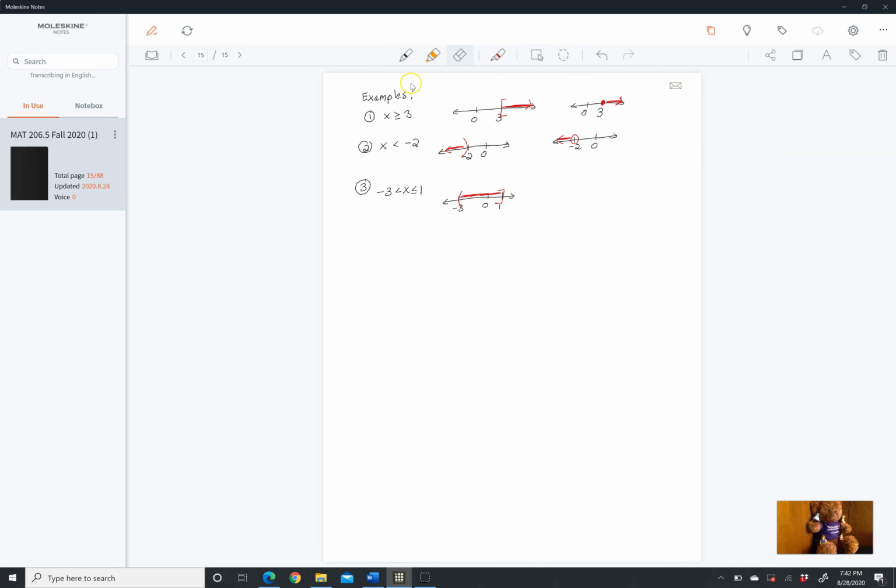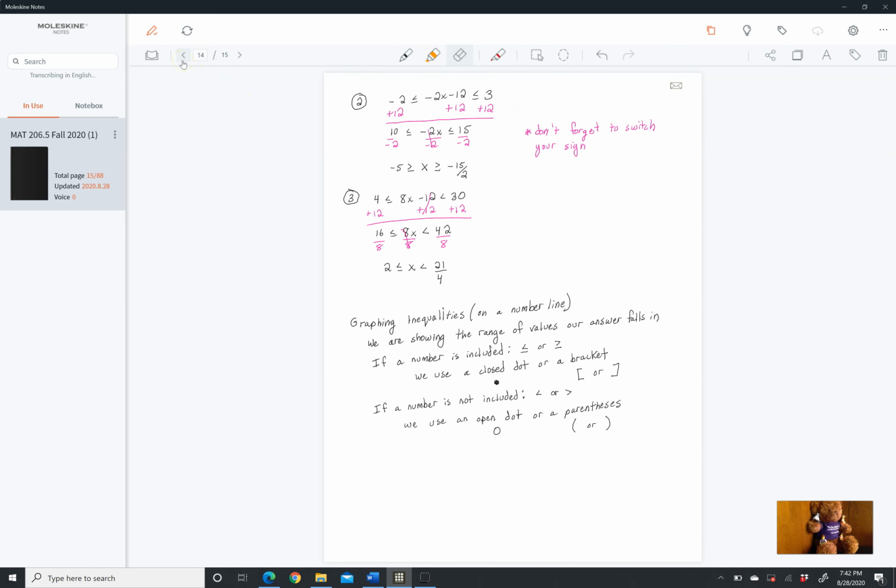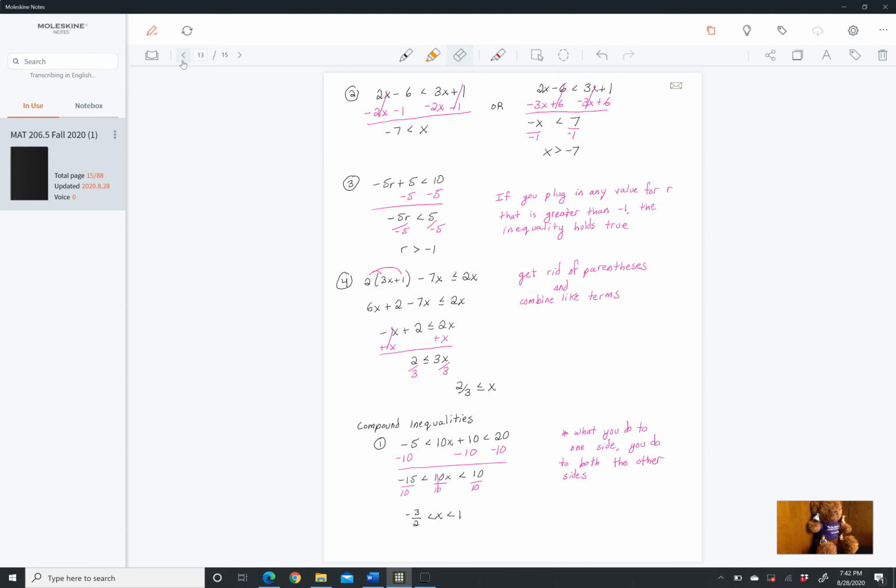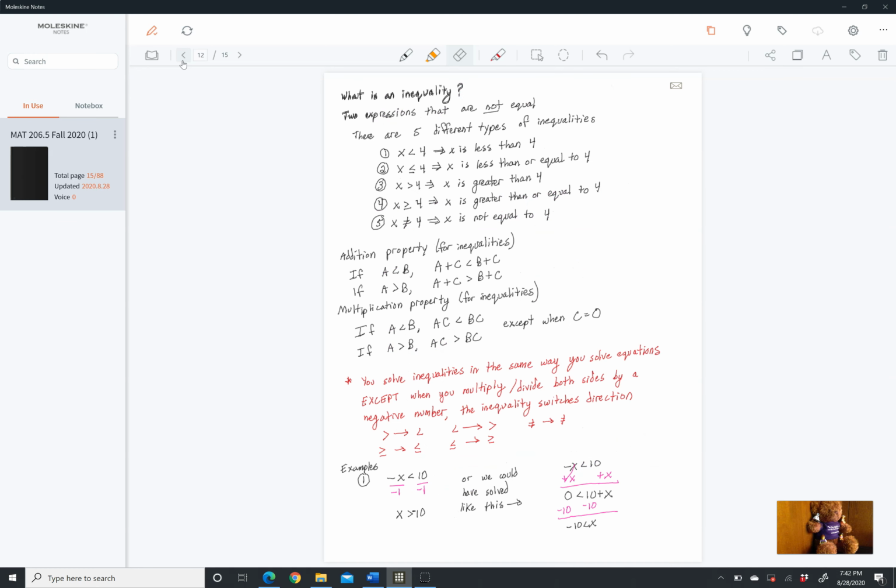Okay, let's go back to the problems that we did before and graph them. We did like 5 of them, 6 of them. So let's do this one down here. We're saying x is greater than -10. So let's just graph it.